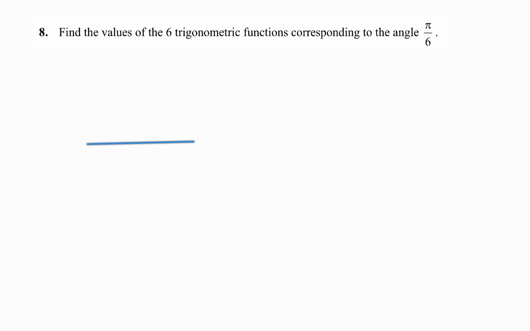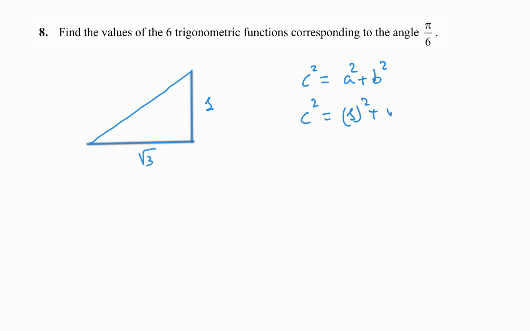So the angle pi divided by 6 is obtained when you draw a right triangle, like this one. One side is the square root of 3, the other side is 1, and now what is the value of the hypotenuse? By the Pythagorean theorem, c squared equals a squared plus b squared. So c squared will be 1 squared plus the square root of 3 squared. The square root of 3 squared is 3, and 3 plus 1 is 4. So c squared is 4, and c, as a length, is 2.